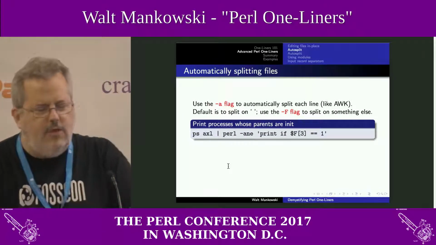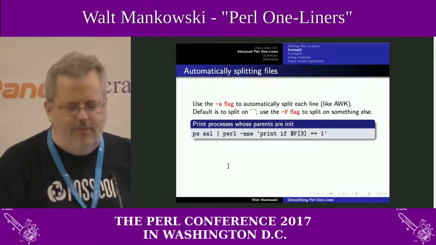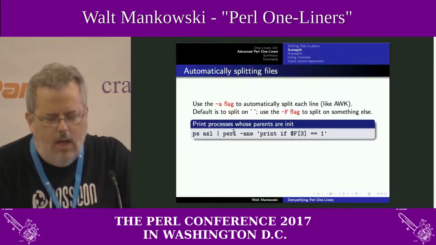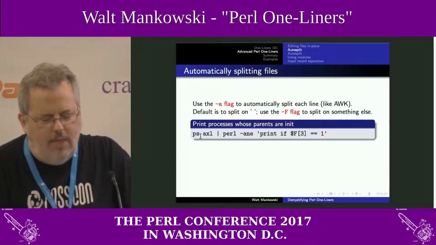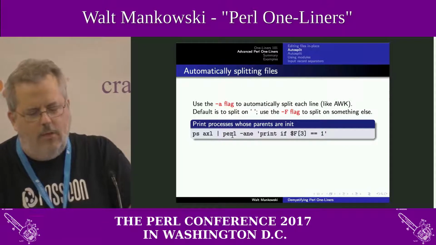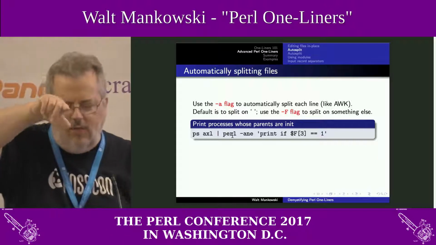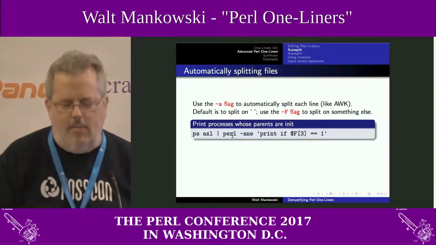Oh, and it saves everything. When it splits it, it puts it into the variable @F. So here, what it's doing is running the PS command, and it wants to find all the processes whose parents are init. So the parent process ID is the 4th column in the output of this particular command.